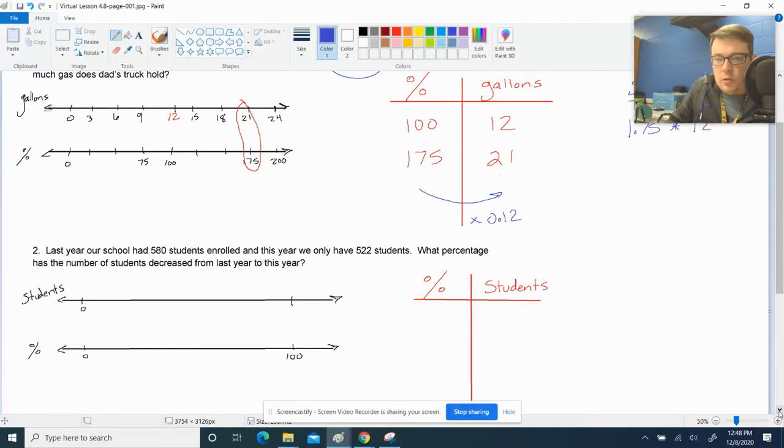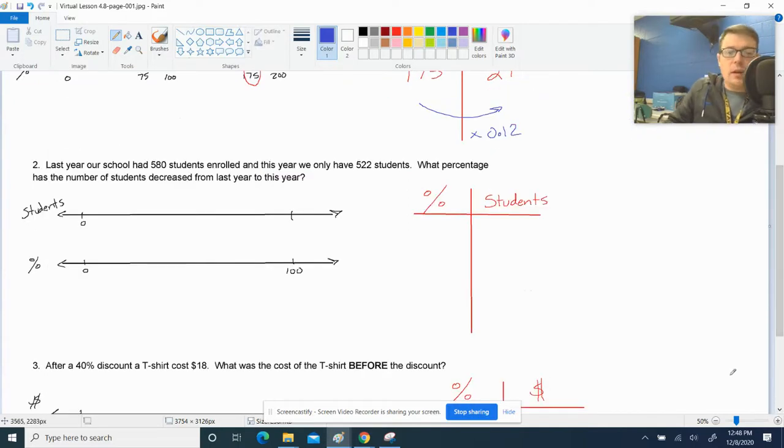All right, so number two says, last year our school had 580 students enrolled, and this year we only have 522. I think I might have tweaked the numbers a little bit, but this is pretty accurate. We did have a drop in enrollment, mostly because of COVID. What percentage has the number of students decreased from last year to this year?